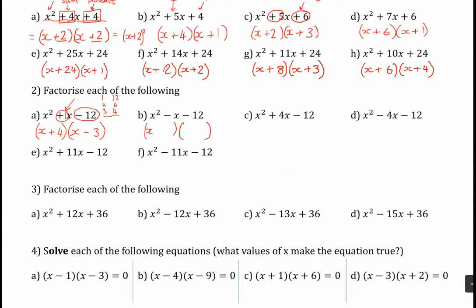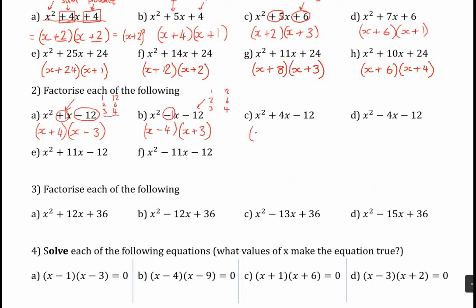X and x at the start of my brackets. The numbers again multiply together to give 12, so that's 1 and 12, 2 and 6, 3 and 4. In fact, I'm going to stop writing this out every time because these are all 12 in this question. Now I want them to add together to make negative 1 this time, and that's going to be negative 4 and positive 3. Okay, so the signs swapped around.